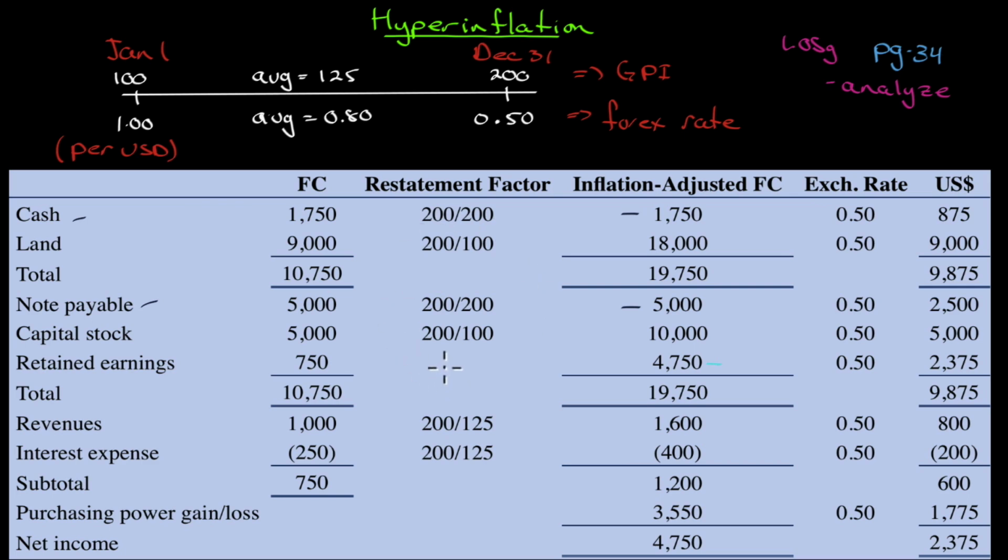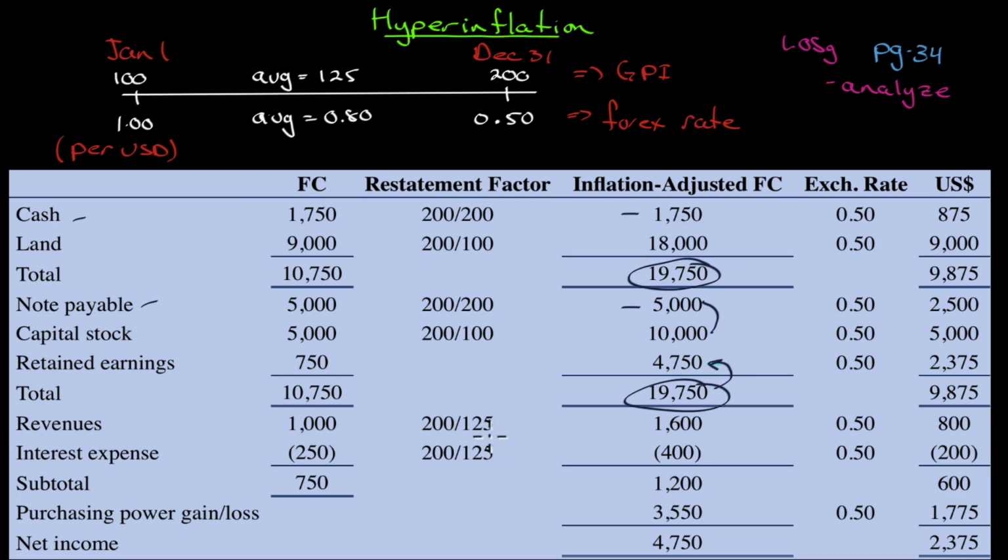So everything gets restated. Here's the little funny part: for retained earnings, how do we know what that number is going to be? This is where it gets a little clumsy on the balance sheet. We know we have 19,750 in total assets, so we have to have 19,750 here. Since we have 15,000, we would just work our way backwards and say that must be 4,750. So let's go to the income statement now.